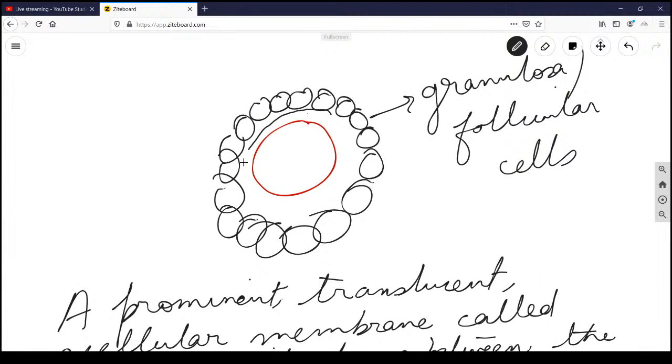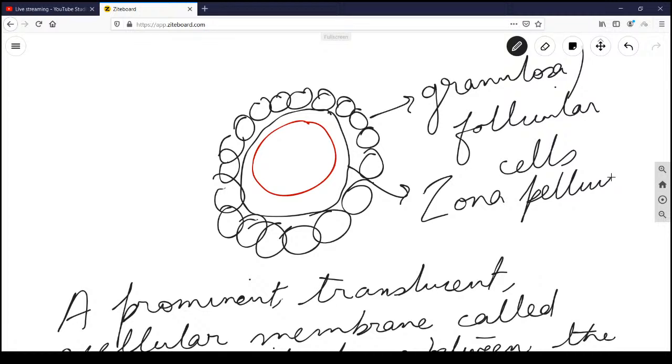You can draw this layer here. This is your zona pellucida. Now this layer is of great importance. Why? This layer is of great importance because it is not just an acellular layer which has no importance. In biology, everything has a specific reason behind it.